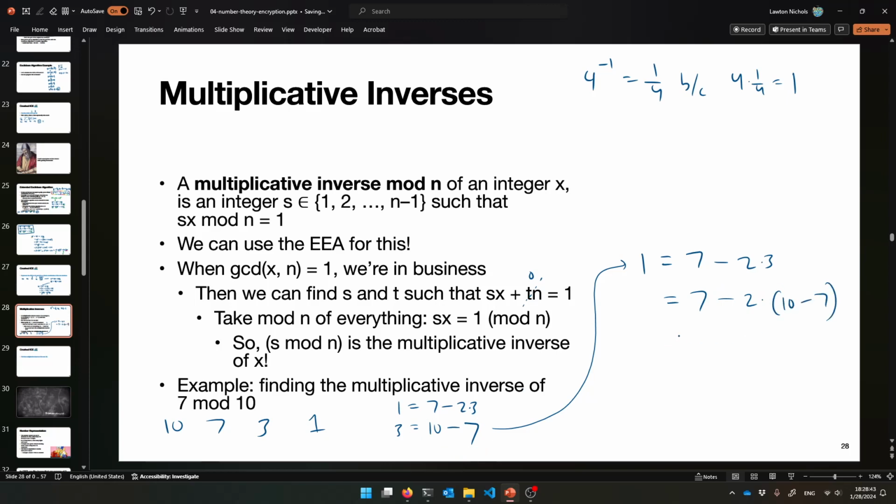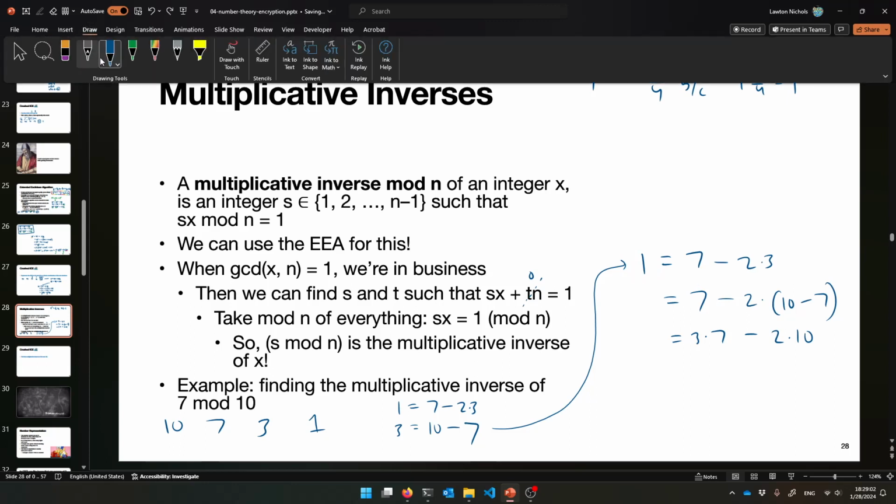Now let's get all these by themselves. How many 7s? 1 seven, plus 2 more sevens, so that's 3 sevens total, 3 times 7, minus 2 times 10. So that's my equation: 1 is equal to 3 times 7 minus 2 times 10, which checks out. That's pretty much the last piece of the puzzle.